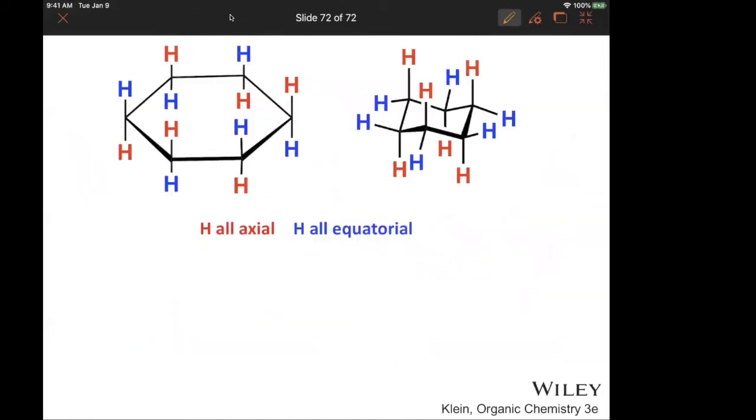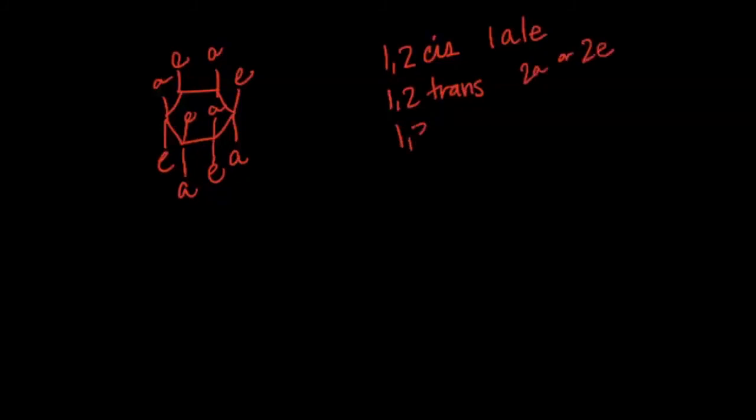And here's a slide I made just to help you comprehend this whole thing and put it all together. If you are unsure if using this little molecule as a cheat sheet is the best way for you to memorize that, here's another way that you can do it. Every time you have a 1,2 cis, it's going to be 1 axial, 1 equatorial. Anytime you have 1,2 trans, it's going to be both axial or both equatorial. Anytime you have 1,3 cis, you're going to have both axial or both equatorial. And if you have 1,3 trans, you're going to have 1 axial and 1 equatorial.